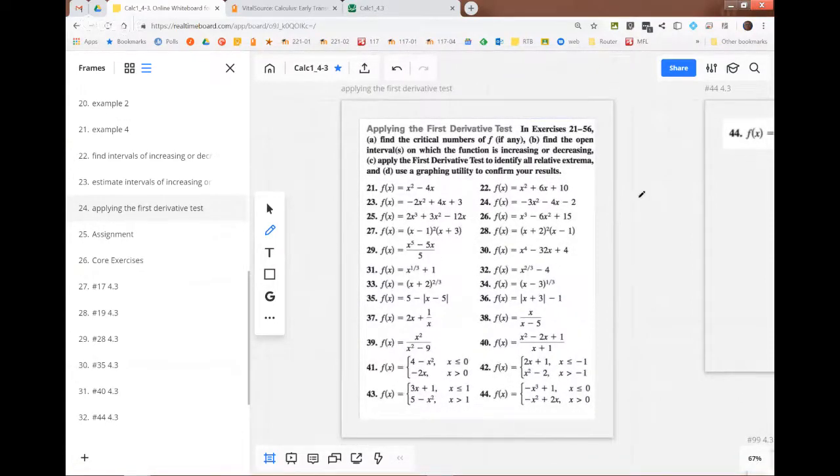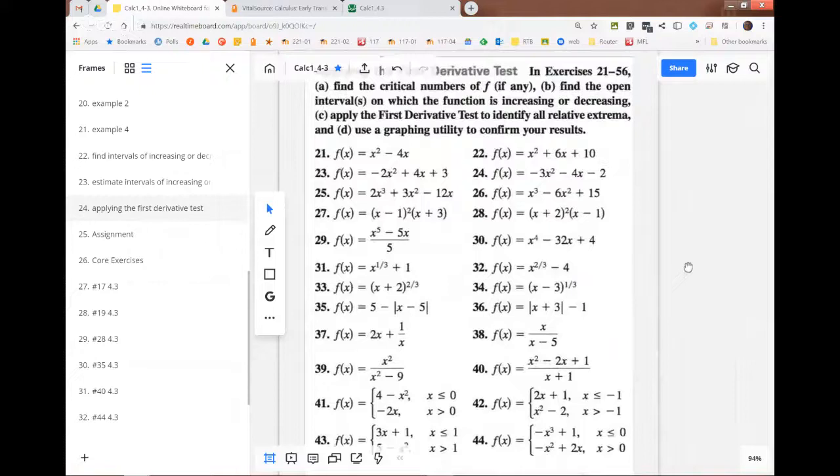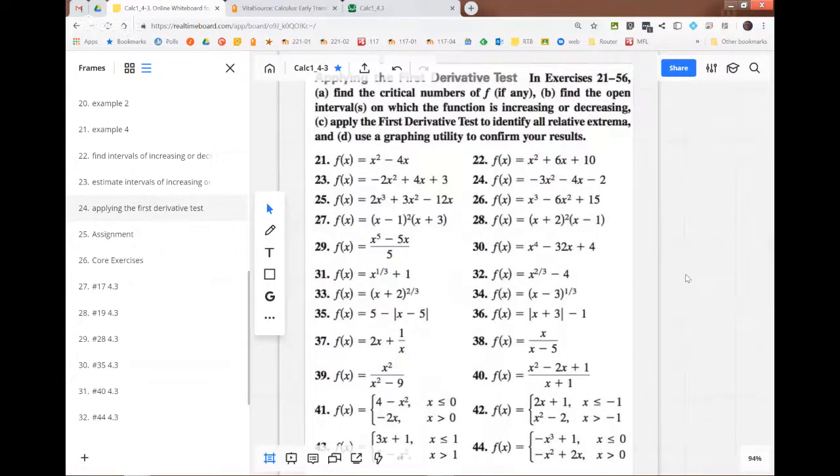Let's take a look at these directions. When you get to 21 to 44, it says, applying the first derivative test, find the critical numbers, if any. Find the intervals that are increasing or decreasing. Apply the first derivative test to find out if there are any extrema, and use a graphing utility to check your results. So all it's saying is when you get done, check out Desmos or whichever technique you would like to show that your findings are correct.